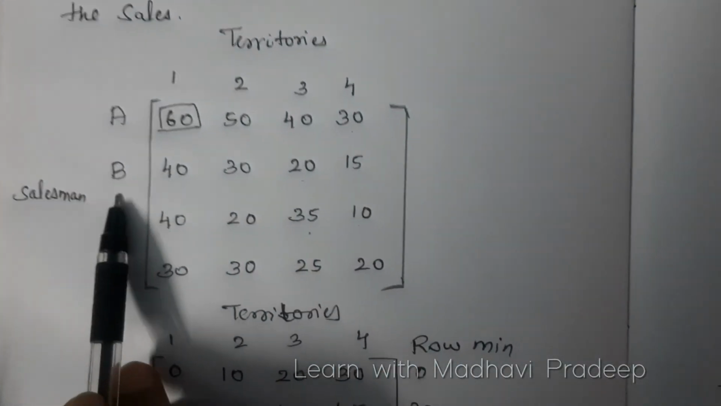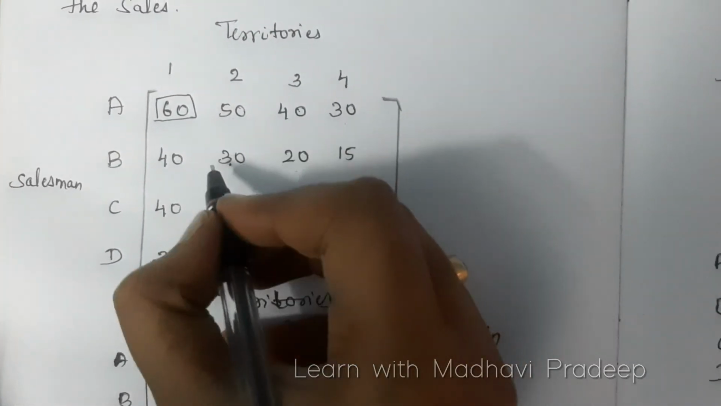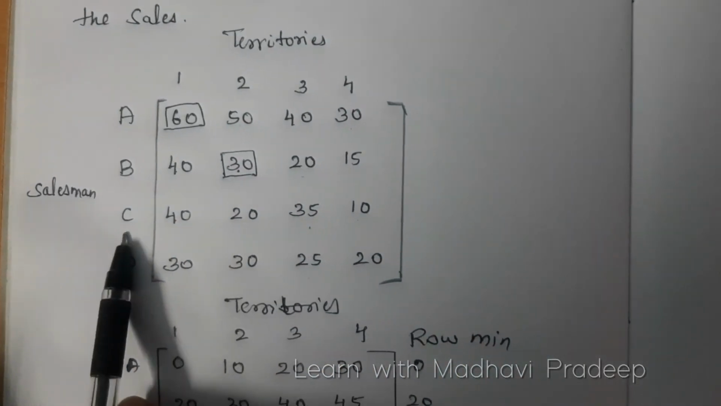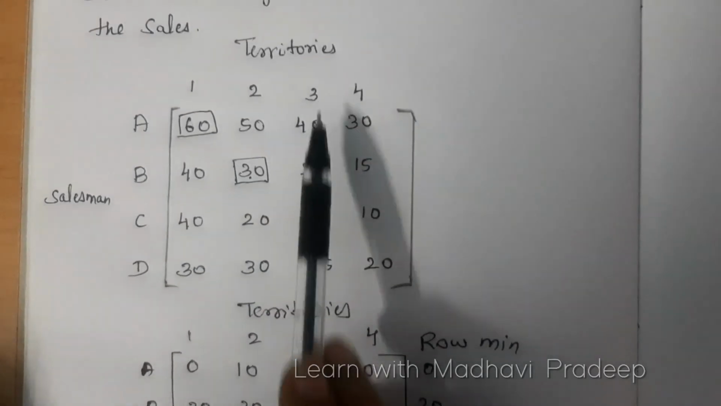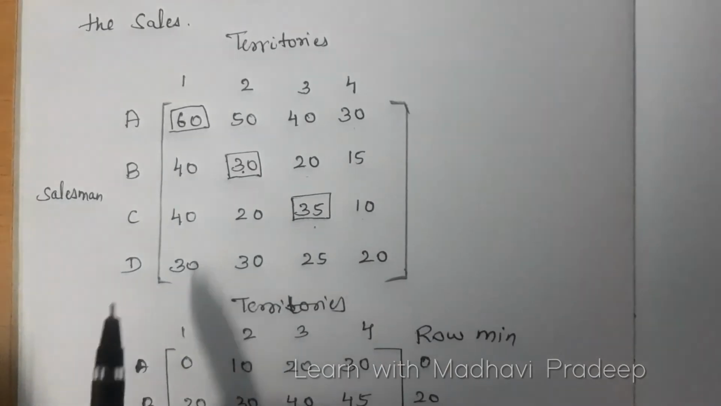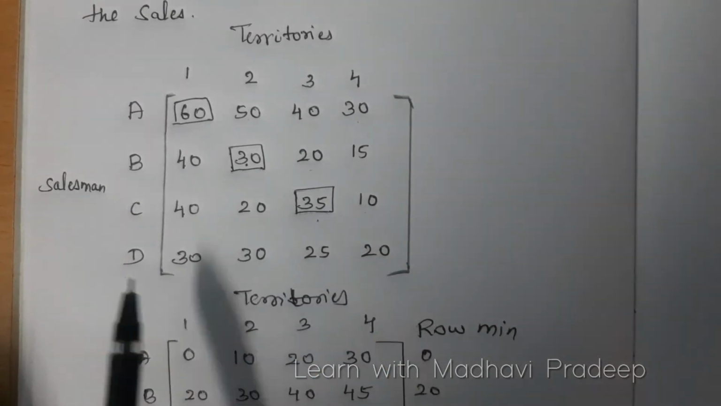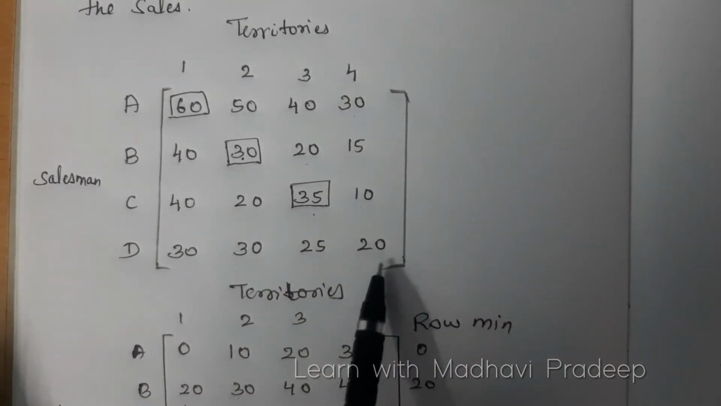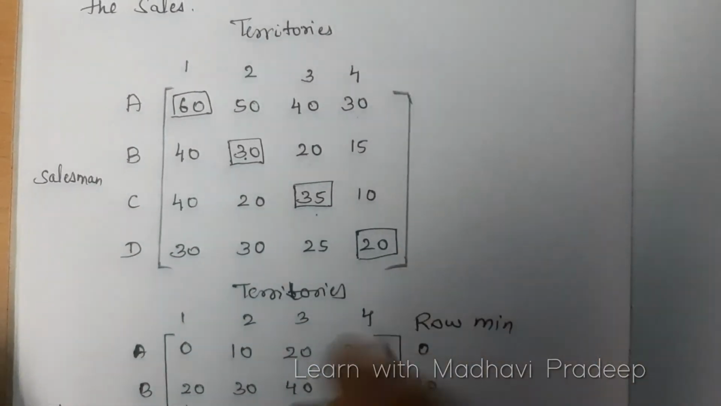And for B, 2 was allocated. So write down this value, that is 30. And for C, 3 is allocated, that is 35. For C, 3 is allocated, so the value is 35. And for D, 4 is allocated, that is 20. For D, 4 is allocated. At the 4th position in the D row we have 20. So 20 is the value.